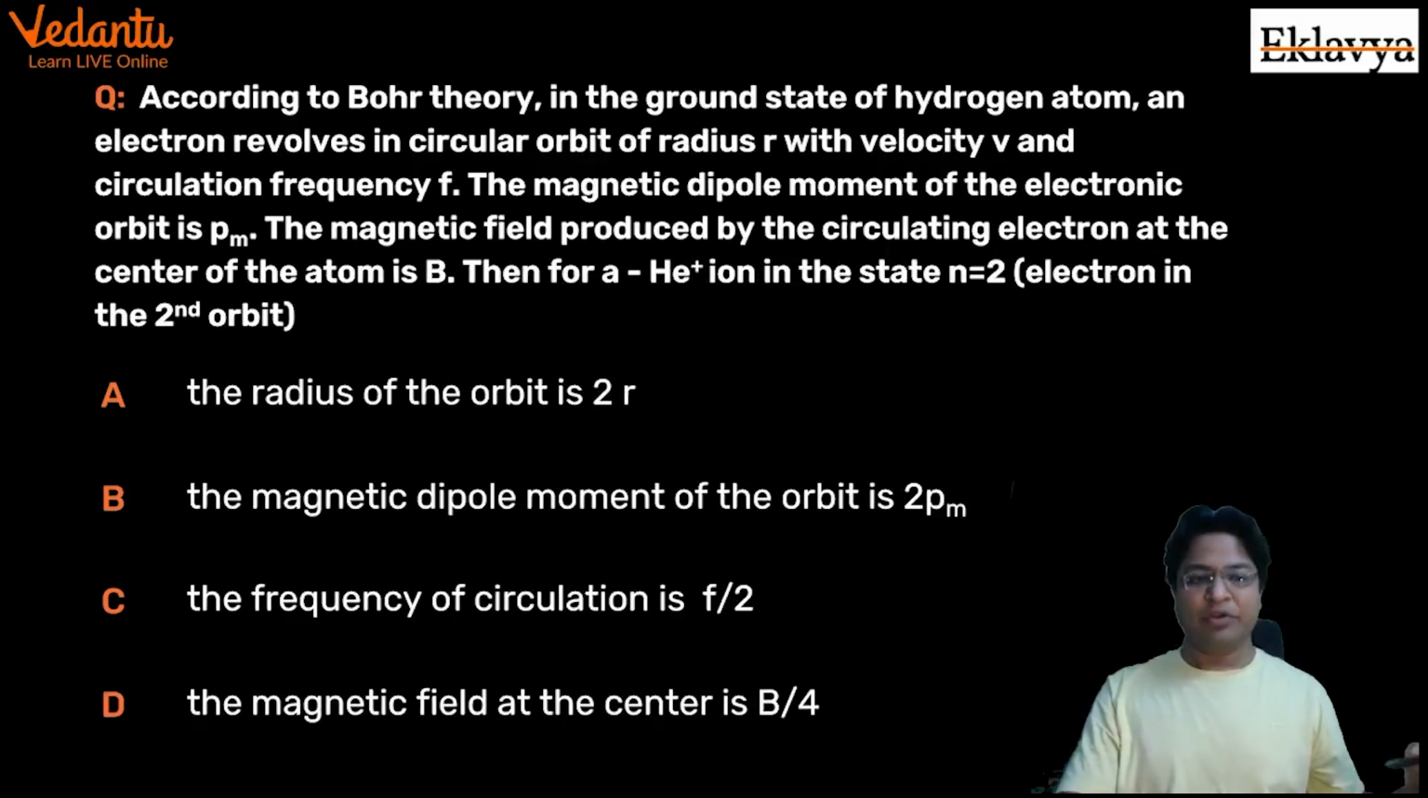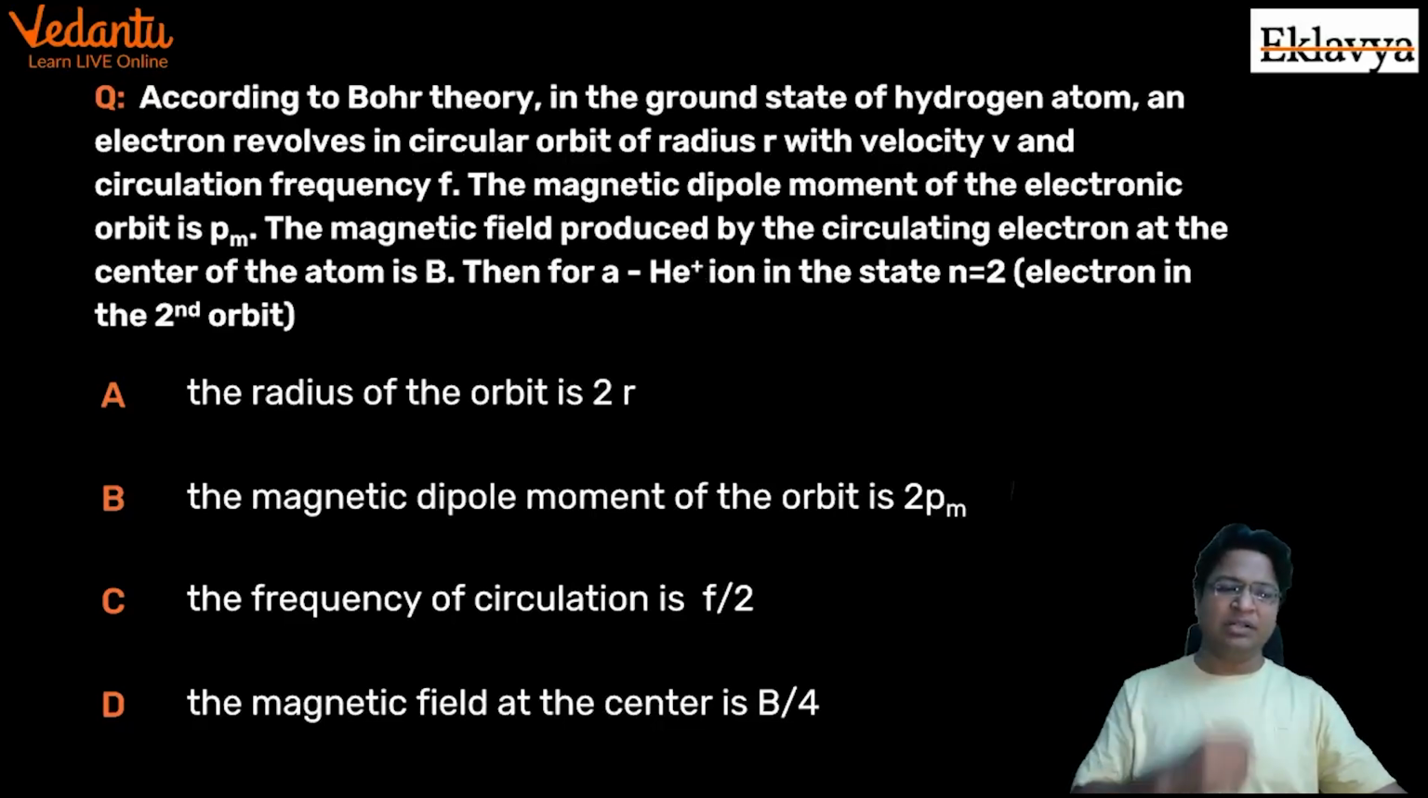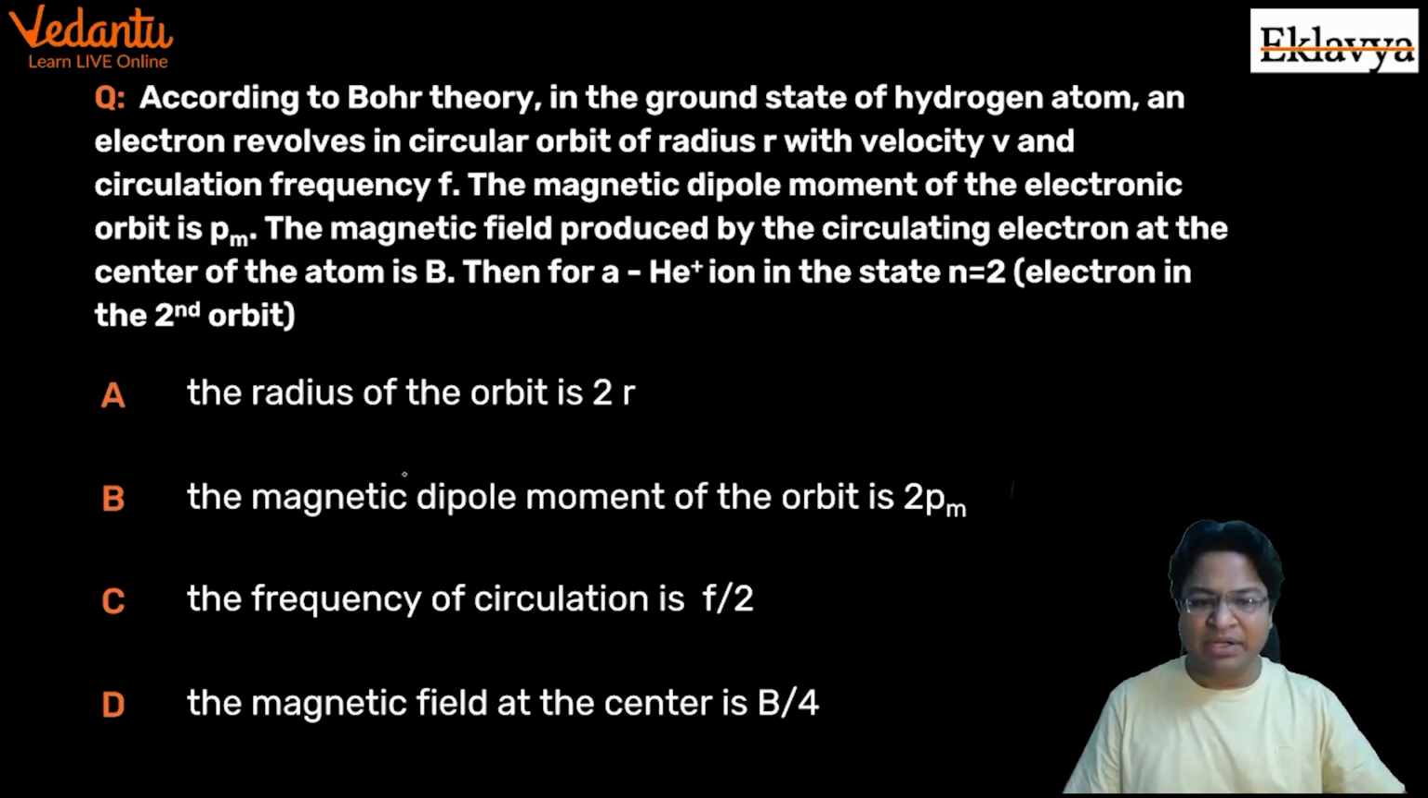So, moving on to MCQs, the question says, according to Bohr theory, in ground state of hydrogen atom, an electron revolves in circular orbit of radius r with velocity v, circulation frequency f. Magnetic dipole moment of the electronic orbit, magnetic field, okay. All right, guys. So first we need to write a few things.